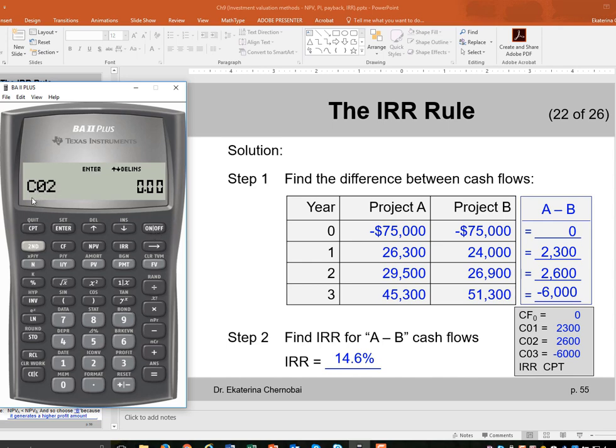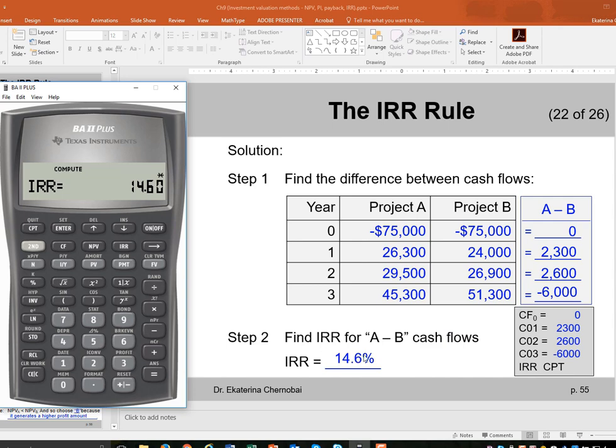Cash flow 02, the second one in the future, that's 2,600. 2,600, enter, down and down again. And the last one for the third year is 6,000. Make it negative by pressing the plus minus key. Save it by pressing enter. Then press the down arrow key and press it one more time. Now, to find the internal rate of return, you press IRR and then compute.